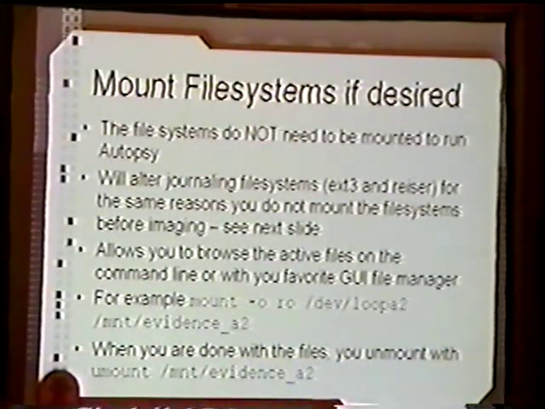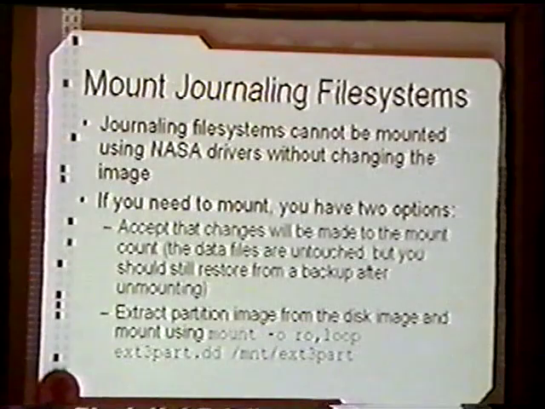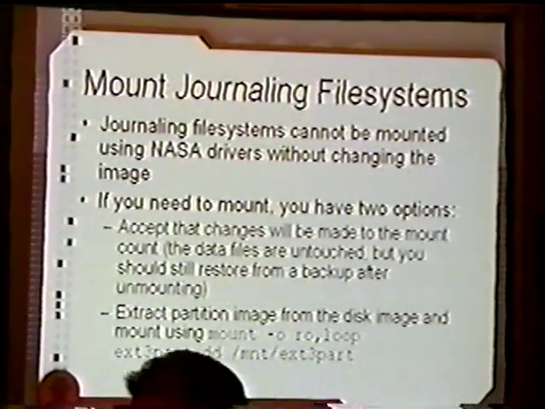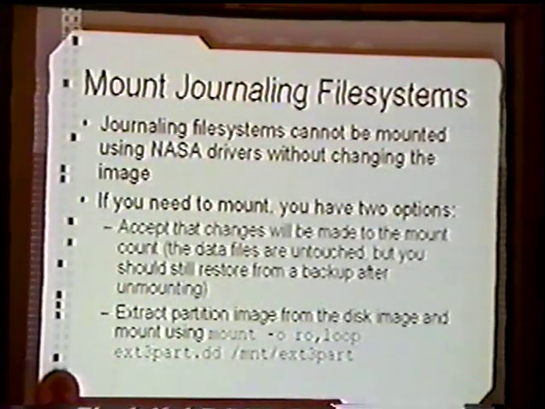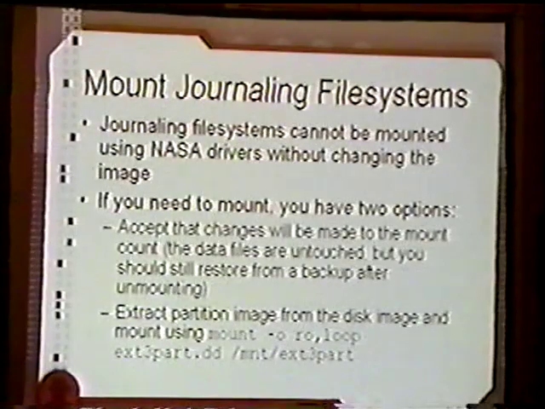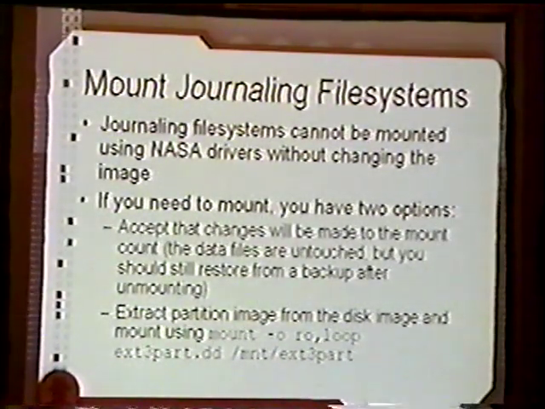So on the next slide, we've got a couple options if you really want to mount a journaling file system, depending on how much disk space and time you have. One of the things is you can just make a backup copy of your image and go ahead and mount it anyway, because you know you're going to restore from your backup later. It's not going to make any changes to the files. You're still going to see the same data, but it will change the MD5 and just generally makes forensics people uncomfortable to have changes made. So you can do that.